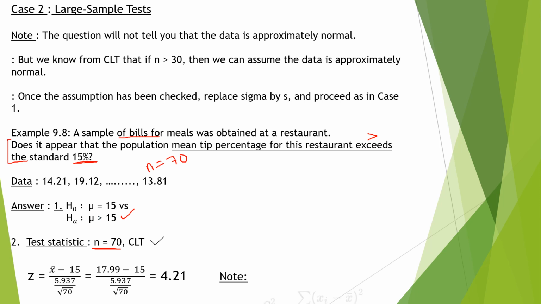You need to note that for S, this is a formula that we use. This is the variance formula, but then you square root it in order to get the S. Now don't worry, in a test or exam, they won't really give you 70 observations, but these are the formulas that you need to note. And the final answer is 4.21.